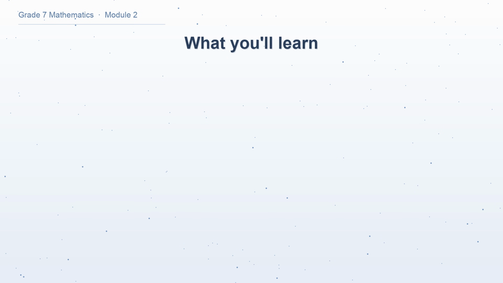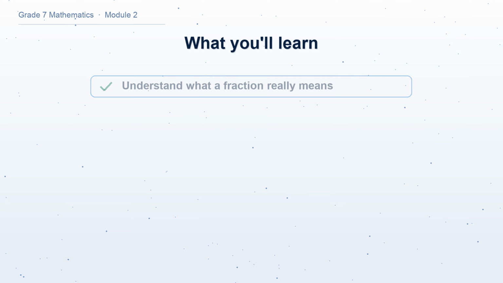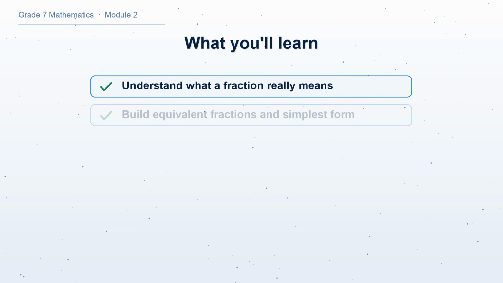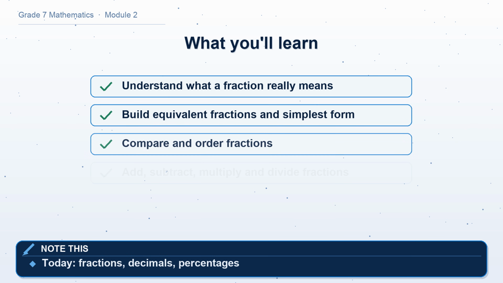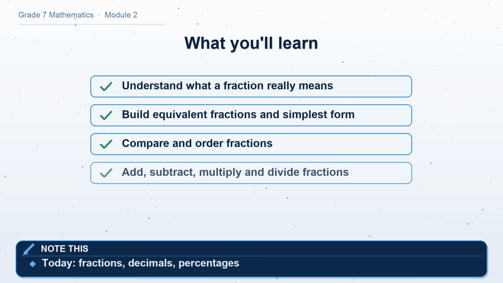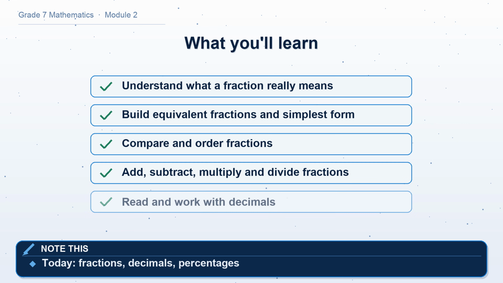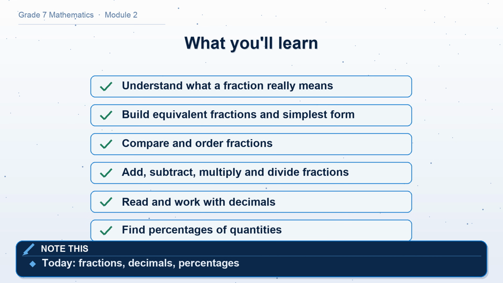We'll begin with the meaning of a fraction, then build equivalent fractions and write them in simplest form. We'll compare and order fractions and carry out all four operations on them. After that, we'll turn to decimals and finish by finding percentages of everyday quantities. Let's start with the meaning of a fraction.